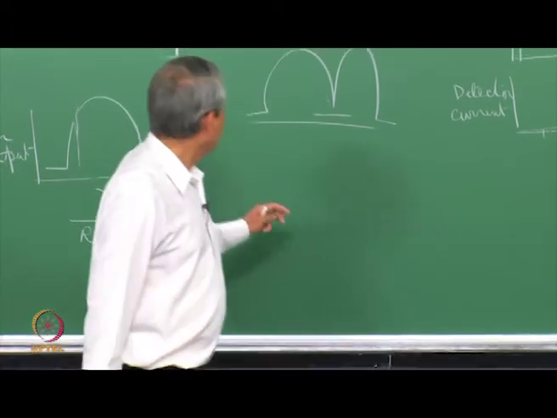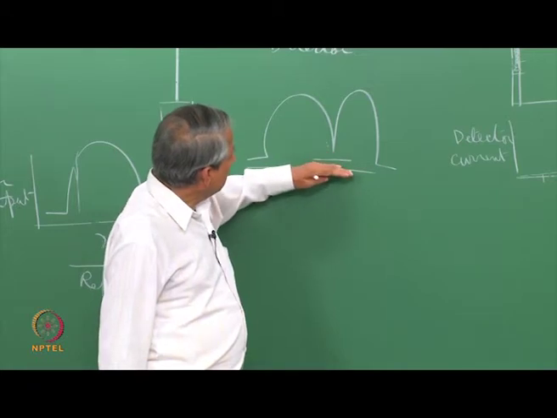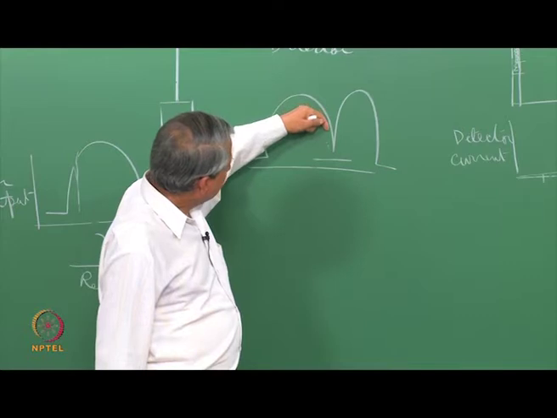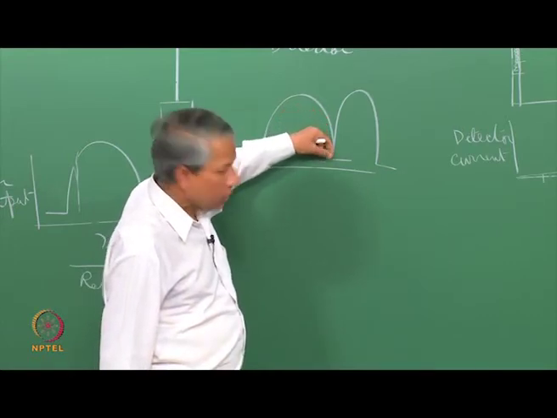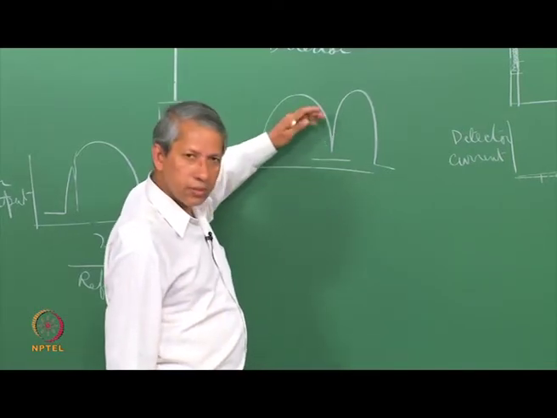So, what is usually done is that we do not work at all in the over coupled condition. We always do optimum coupling, so that it goes very near to the critical coupling, but not quite over coupled condition, so that the actual phase is decided once and for all.